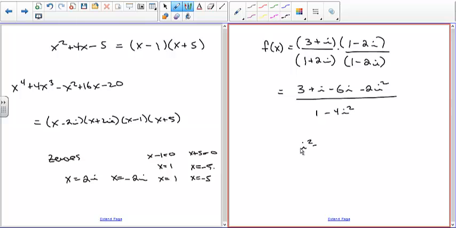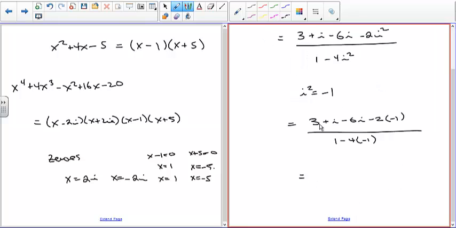But remember, i squared equals negative 1, so I can have 3 plus i minus 6i minus 2 times negative 1, and 1 minus 4 times negative 1. So here I've got 3 plus 2, so that's 5. I've got 1 minus 6, which is negative 5, and I divide by 1 plus 4, which is 5. And so you can simplify it down to 1 minus i. So that's the solution. You're not always able to divide this out. It just turns out in this case you could.